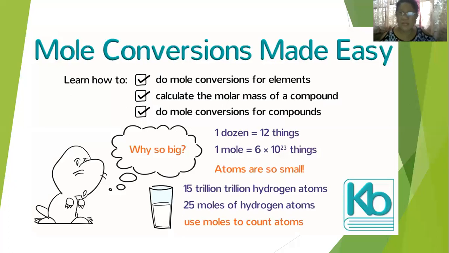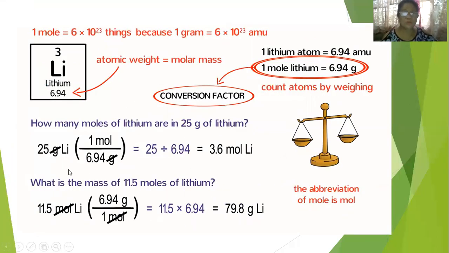So to move on, we already know that in 1 mole, that is equivalent to 6.022 times 10 to the power of 23 things. And this is known as Avogadro's number. And we also already know that 1 gram is equivalent to 6.022 times 10 to the power of 23 atomic mass units.